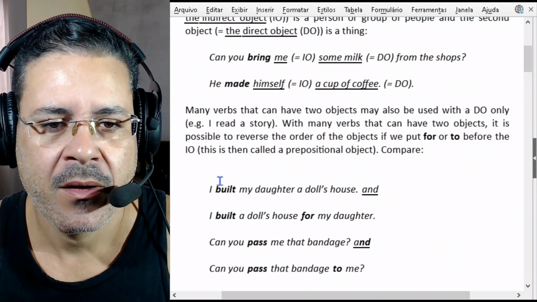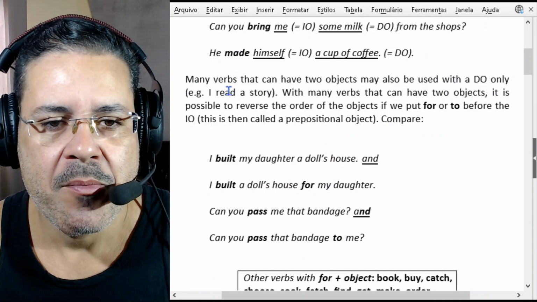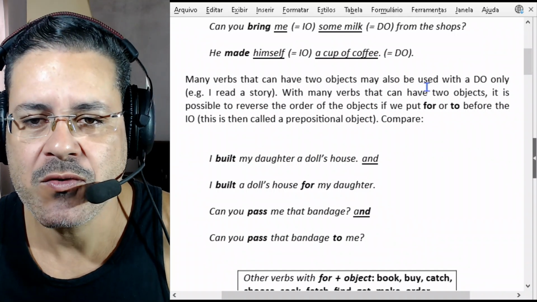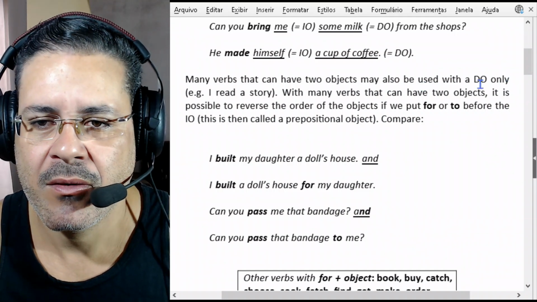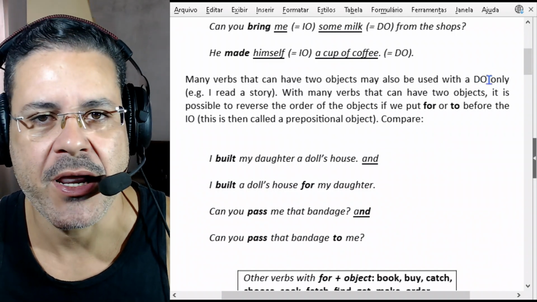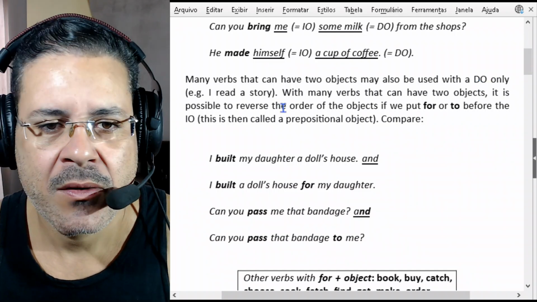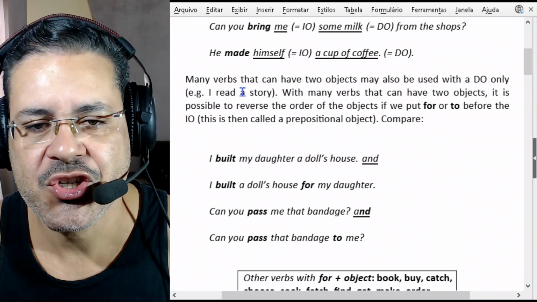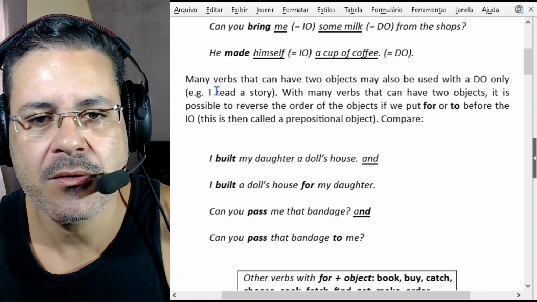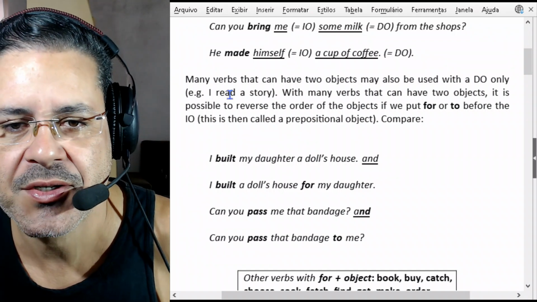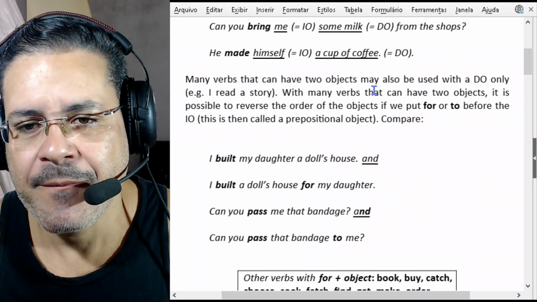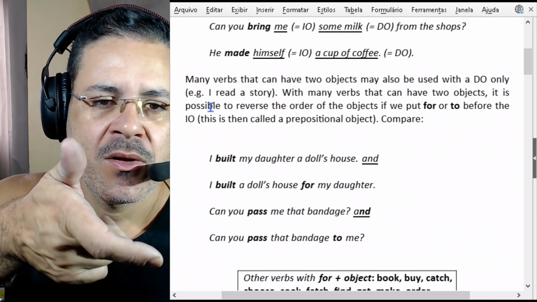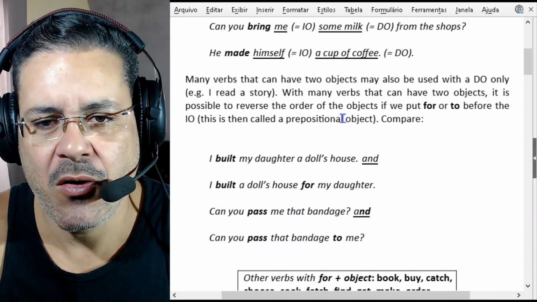Okay, moving on. Here we go. Many verbs that can have two objects may also be used with a DO, direct object, only. For example, I read a story. It's complete, so it has only one object. With many verbs that can have two objects, it is possible to reverse the order of the objects.